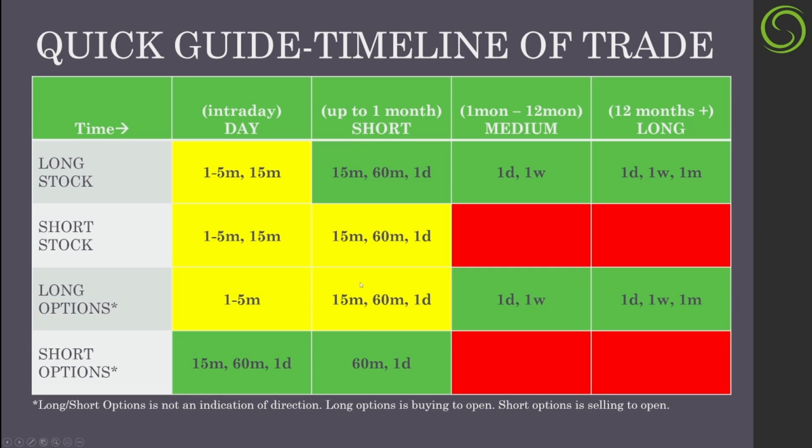So for the short term, if you want to do long positions, you want to use the 15-minute candle, the 60-minute, and the one daily. What I mean by that is each one of those candles on your chart should be a 15-minute representation, a 60-minute representation, or a one-day representation.